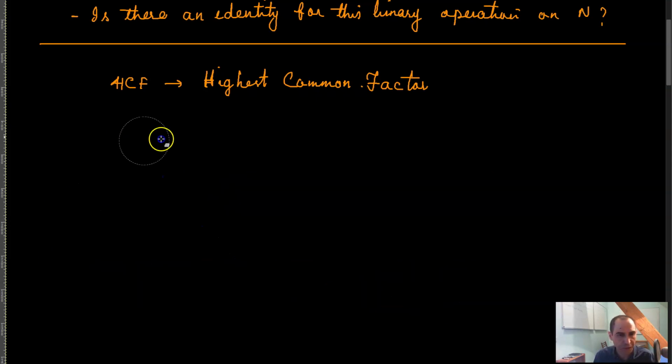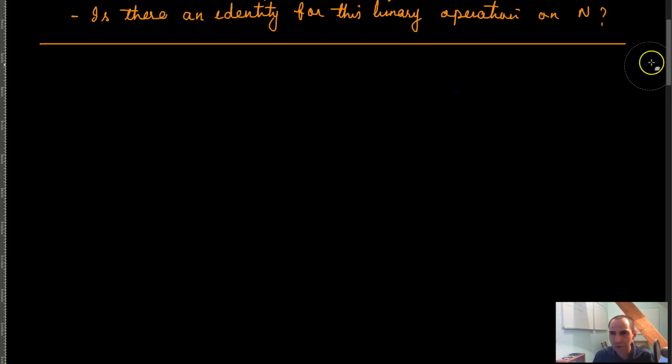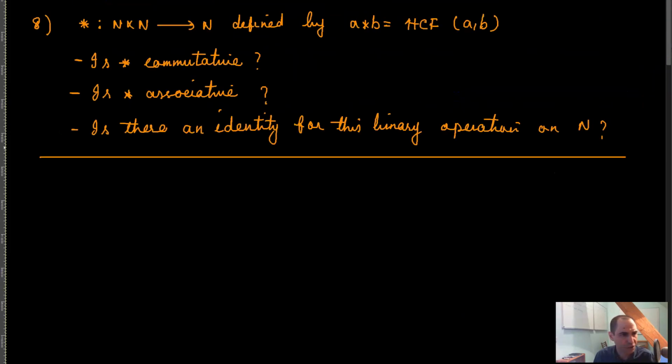Now, coming back to the question that we had here, we said that star is a binary operation on the set of natural numbers, defined by A star B is equal to the HCF of A and B, right? So now you want to answer the question, is the star commutative?